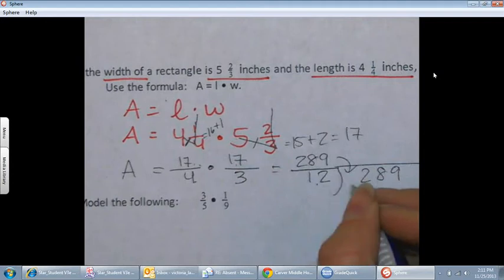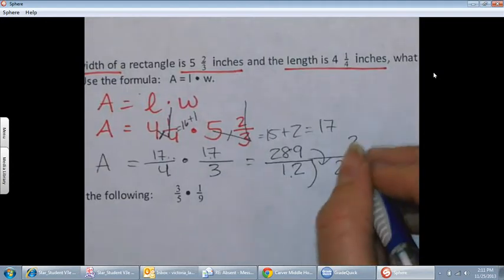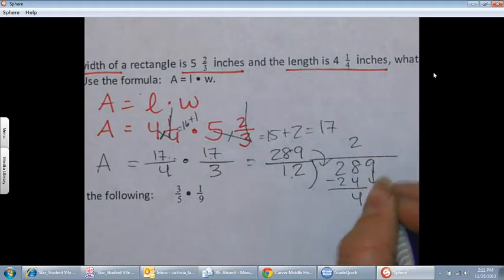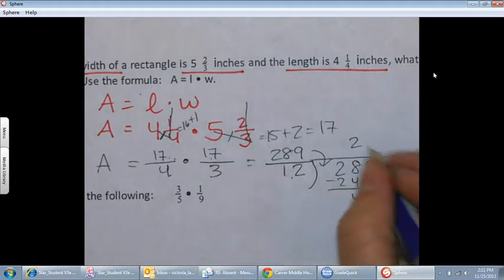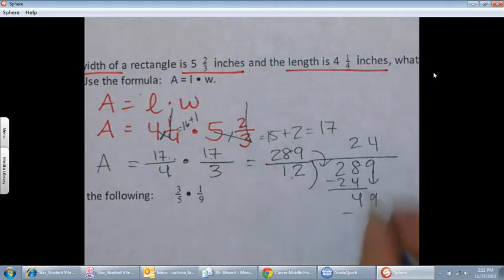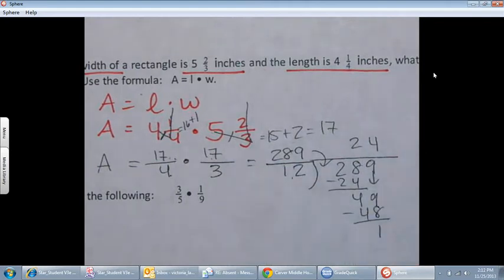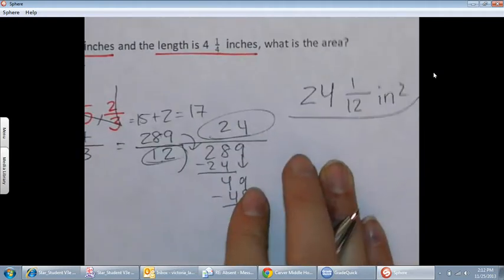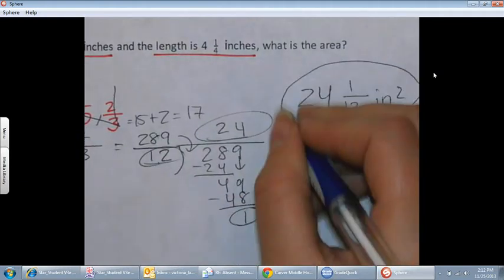12 goes into 28 2 times, minus 24 gives me 4. I bring down my 9. 12 goes into 49 4 times. 4 times 12 is 48, and we get 1 left over. So our answer is, remember that's our whole number, so our answer is 24 1/12 inches squared. And it's inches squared because it's area. So that would be the answer.